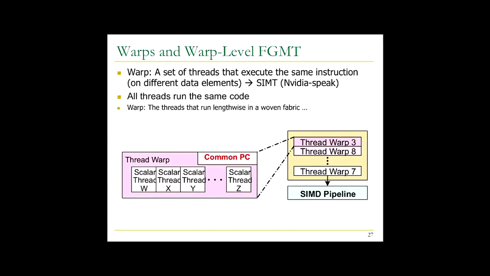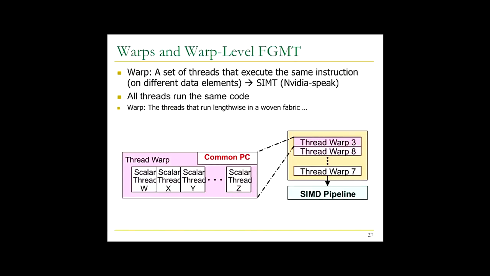So let's look at this again. So you have these scalar threads. We've grouped them together such that they have a common PC. So this is a warp. And remember, again, a set of threads that execute the same instruction is called a thread warp. It's SIMT. And again, SIMT is not a very common term. NVIDIA uses that, but some other companies may not use it. All threads run the same code. And you have many of these thread warps inside the machine. So now this is looking like a multi-threaded machine, a fine-grained multi-threaded machine, right? Except it's fine-grained multi-threading across the warps. So you may have lots of warps over here, and you push one into the pipeline every cycle. You fetch from this warp, and then the next warp, and then the next warp, and then the next warp.